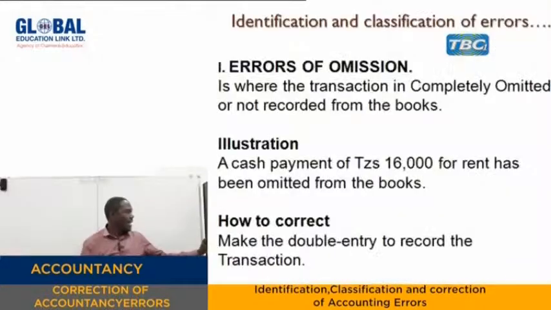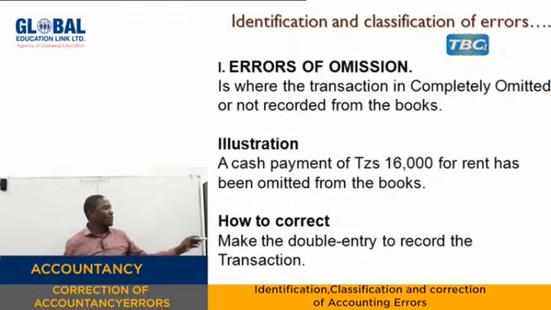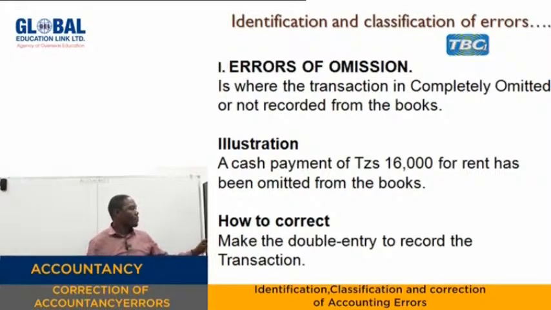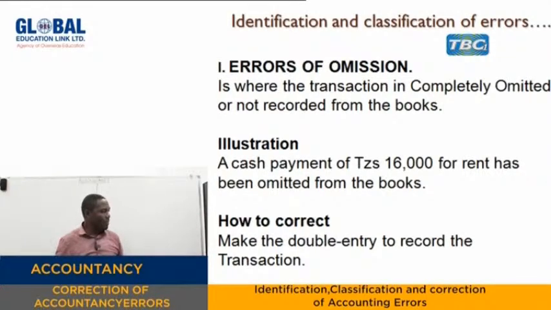For example, a cash payment of TZS 16,000 for rent has been omitted from the books. So how was it supposed to be done? That was a cash payment. We are supposed to debit rent expense and credit cash account to recognize the cash outflow. So if it was not recorded, what to do to put the matter right? Then make the double entry to record the transaction.